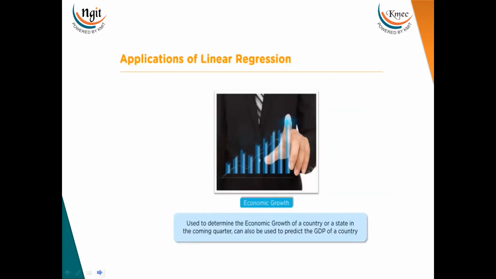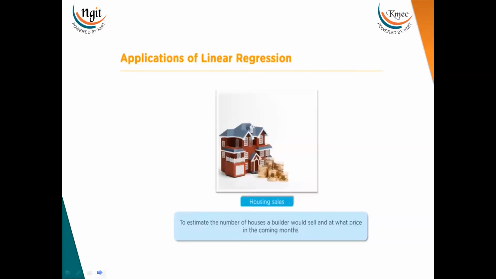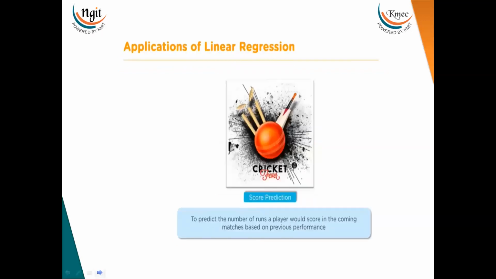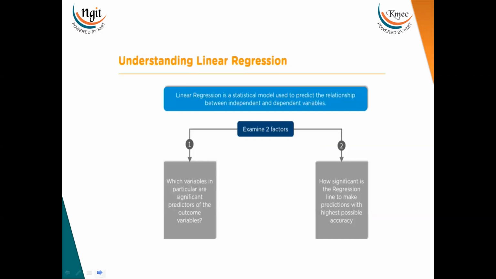Before discussing simple linear regression, I'll give a quick glance at the different applications where linear regression works. Suppose I want to check the economic growth of a country or a state in every quarter. Here regression will perform better, and with its help we can easily find these results. In the same way, I want to check the number of runs a player would score in the coming match. Suppose IPL is going on, and I want to check, as per previous performance, what Virat Kohli can score in the next IPL match. I can use linear regression again. These are some applications where linear regression performs better.